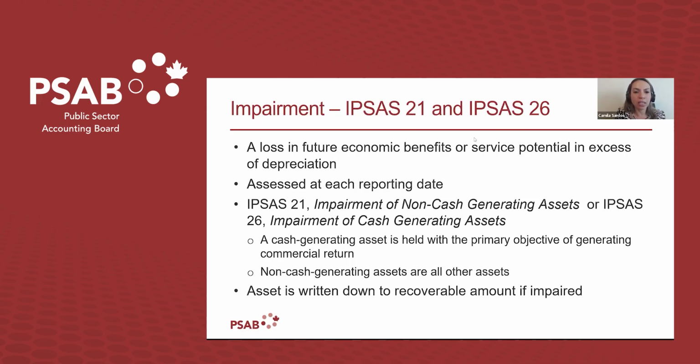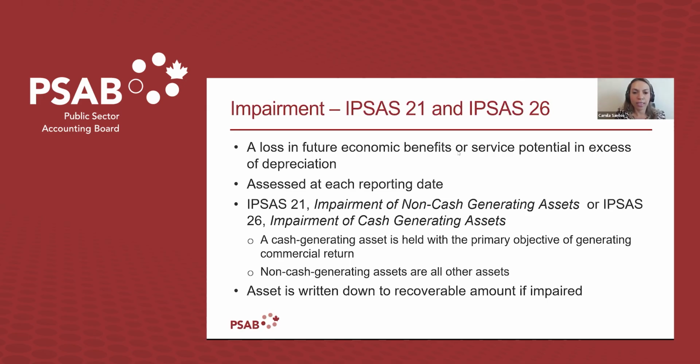The key distinction here is the primary purpose of the asset, whether it's meant to generate cash returns or serve another public sector function. Similar to other topics, judgment is needed to determine if an asset is cash generating or non-cash generating, and as a result, which impairment standard would apply. Given the overall objective of most public sector entities, the presumption is that assets are non-cash generating and therefore IPSAS 21 will apply.